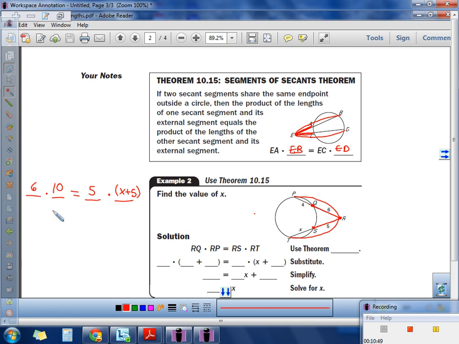A little bit of algebra. 6 times 10, 60. And what are we supposed to do when we have a number outside parentheses? Distribute. So that's 5x, and then 5 times 5 is 25. Couple steps remaining. Subtract 25, what do you get? Yeah, 35. Divide by 5 and you get 7. Have we answered the question? It says find the value of x. Did we find the value of x? Yes, it is 7. We're done right there.